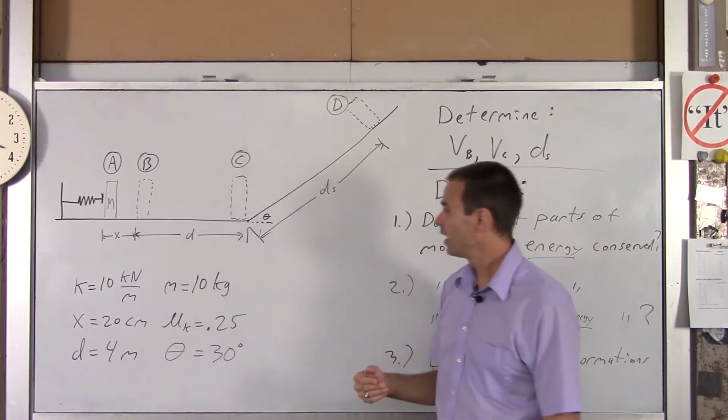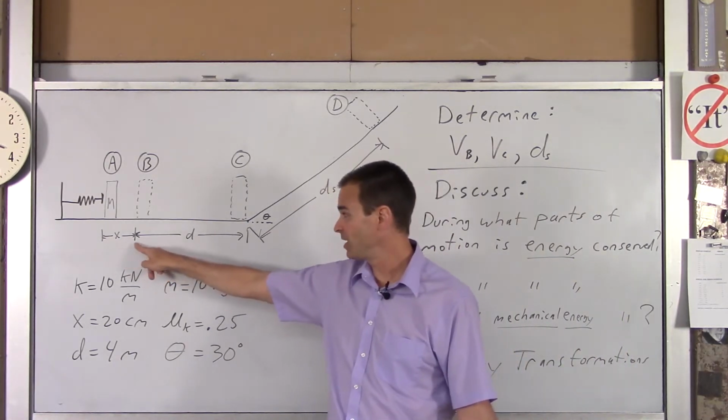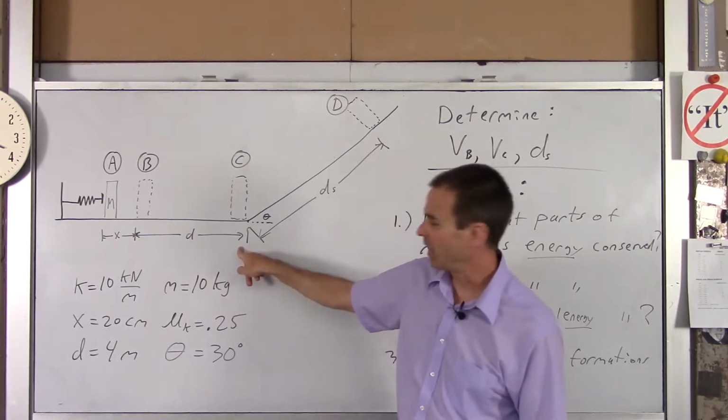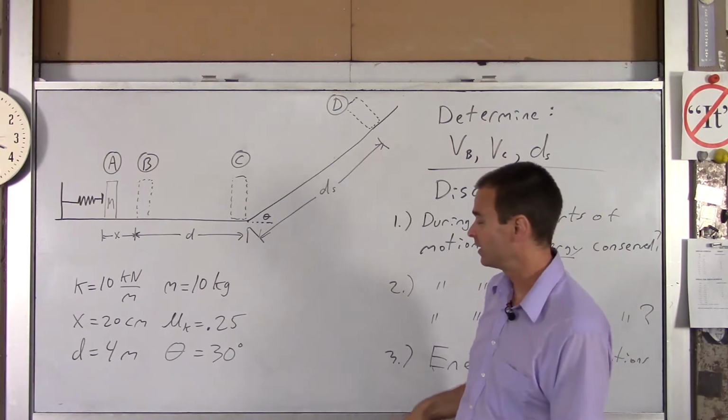Okay? I've labeled some stuff on here. That's X, that's how far the spring was compressed. D is from the end of the uncompressed spring to the bottom of the incline, and then D sub S is the stopping distance up the incline.